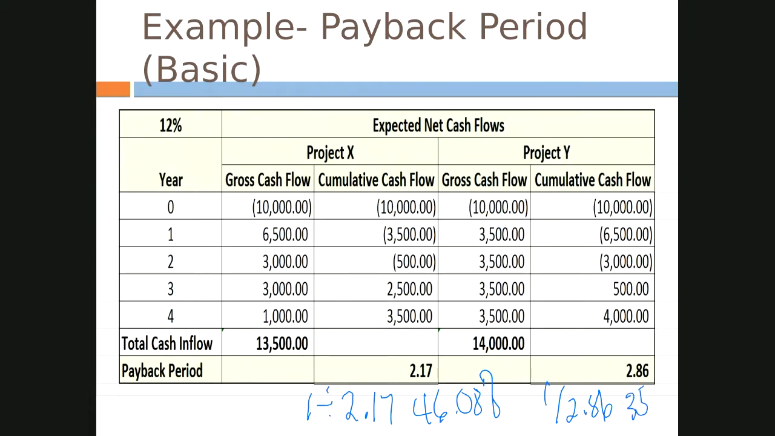So, as you can see, between project X and project Y, sino favorable? Si project X. Kasi, di ba, sabi natin, pag payback period, mas mababa, mas maganda. Pag payback reciprocal naman, mas mataas, mas maganda. So, as you can see, ang payback reciprocal ni Project X 46.08, ang payback reciprocal ni Project Y is 35%. So mas mataas si 46.08, which is Project X. Kaya si Project X pa rin ang pipiliin natin if we're going to use the payback reciprocal. So kapag basic payback, yung mas mababa, mas maganda. Pag payback reciprocal, mas mataas, mas maganda.